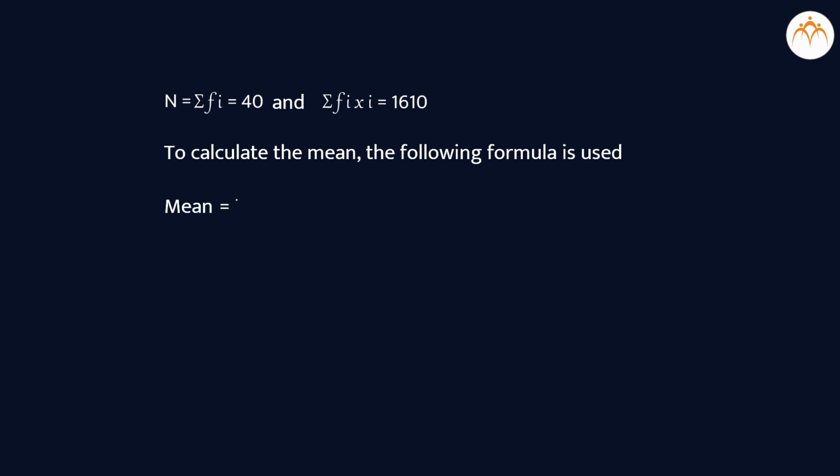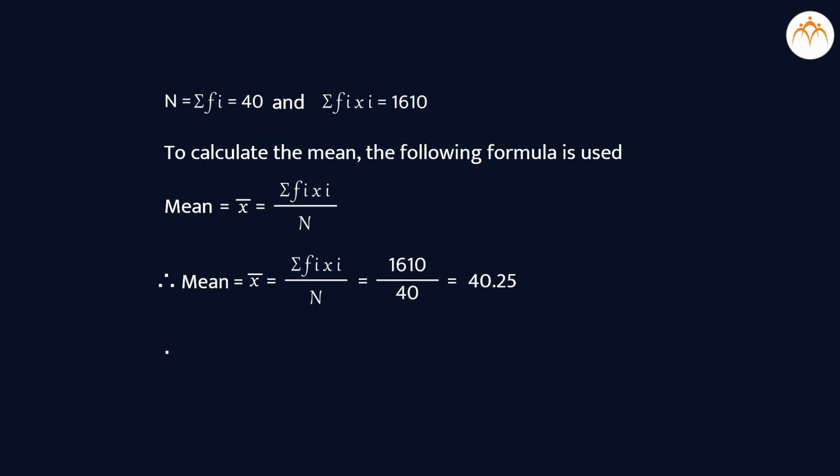Mean, x bar, is equal to summation of fi xi upon n. Therefore, mean x bar is equal to summation of fi xi upon n, equal to 1610 divided by 40, which is equal to 40.25. Therefore, the mean of the given data is 40.25. Median.